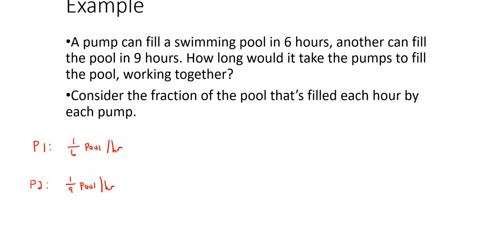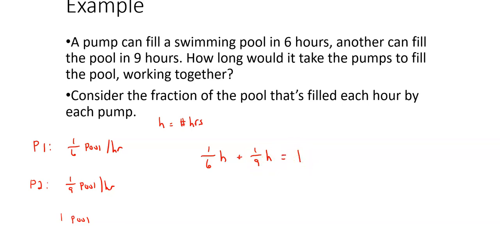So the question is, what if I put both pumps in there to fill up the pool? How long will it take me to fill up the whole pool? Well, here's the other key: I have one pool that I need filled. So let's let h be the number of hours. Pump number 1 fills 1/6 of the pool per hour. The second pump fills 1/9 of the pool per hour. Remember, I have one pool that I'm trying to fill.